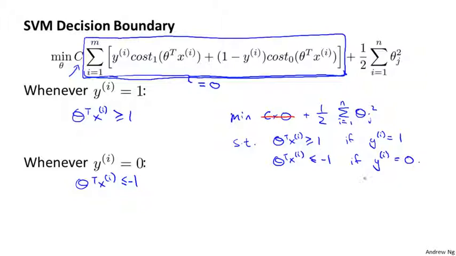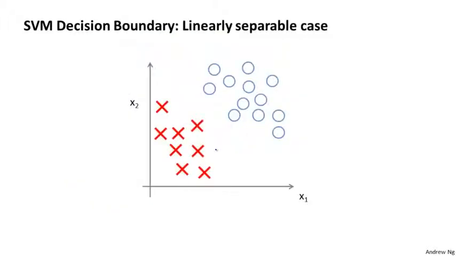And it turns out that when you solve this optimization problem, when you minimize this as a function of the parameters theta, you get a very interesting decision boundary. Concretely, if you look at a data set like this with positive and negative examples, this data is linearly separable. And by that, I mean that there exists a straight line, or there exist many different straight lines that can separate the positive and negative examples perfectly.